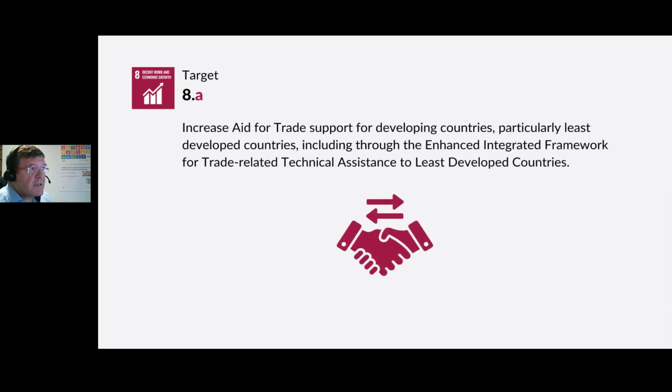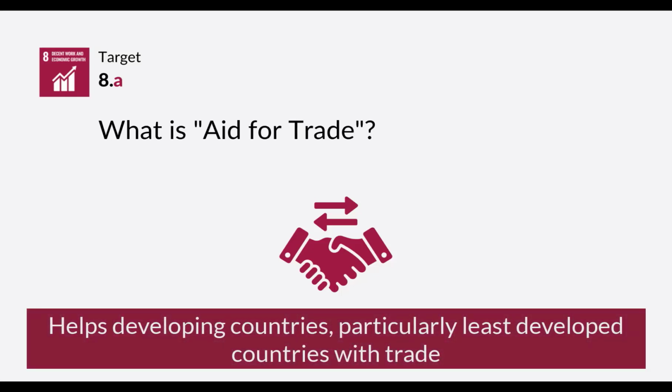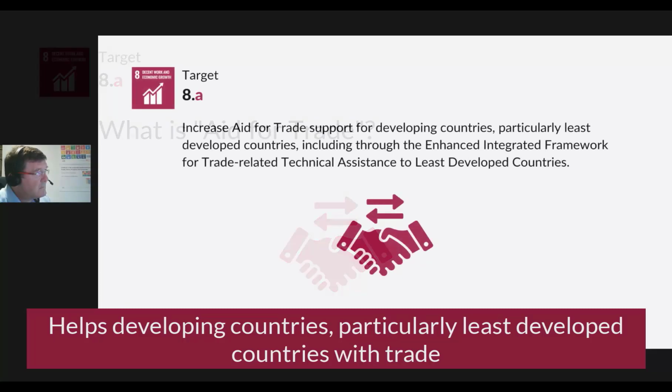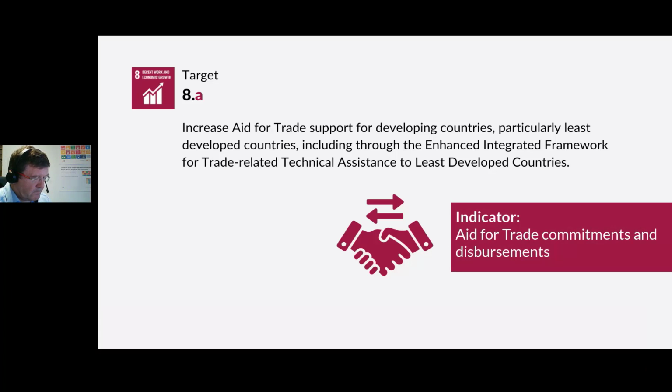Target 8A. Increase aid for trade support for developing countries, particularly least developed countries, including through the Enhanced Integrated Framework for Trade-Related Technical Assistance to Least Developed Countries. Aid for trade helps developing countries, particularly least developed countries, with trade. Many of them face a range of supply side and trade related infrastructure obstacles which constrain their ability to engage in international trade. The indicator for this target is aid for trade commitments and disbursements.